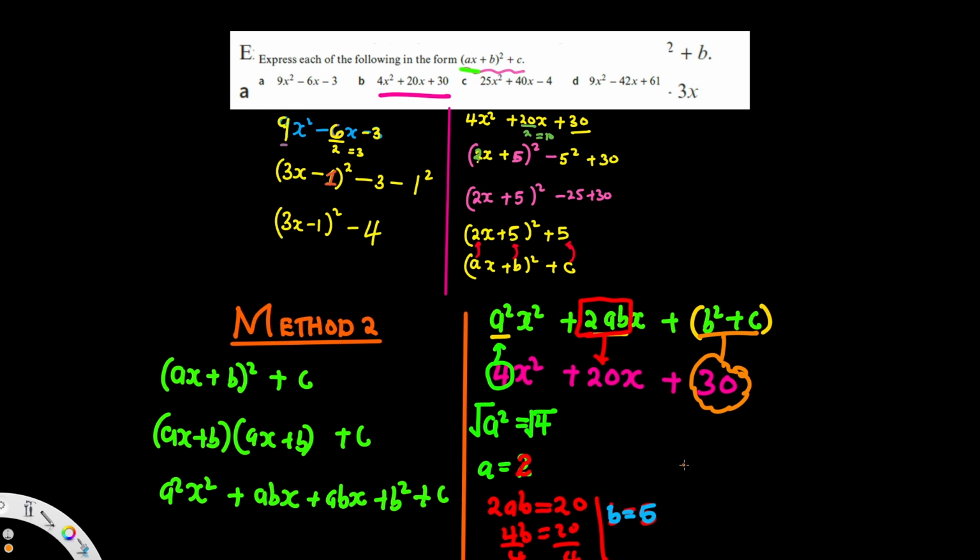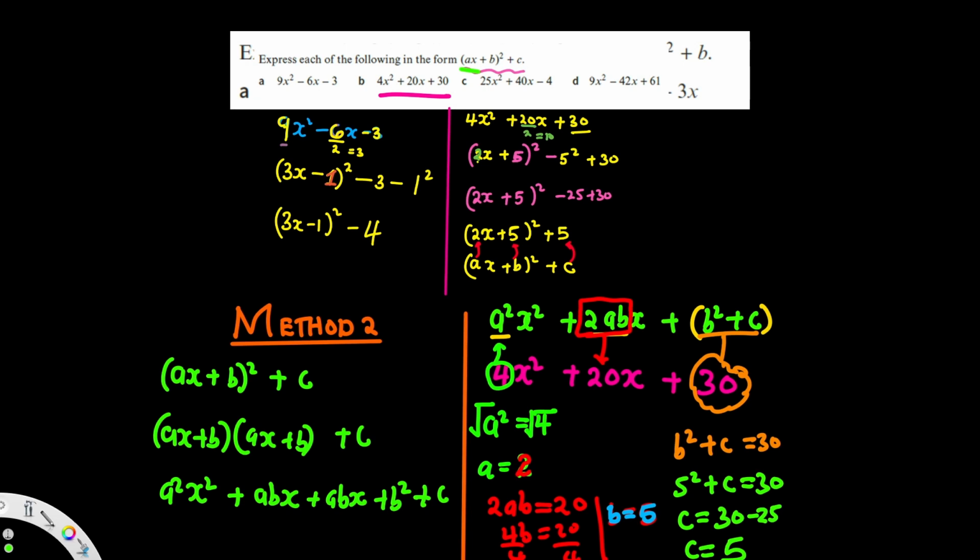Very interesting, huh? So we're going to say 5 squared, because it's b squared plus c equals 30. So b squared is 5 squared plus c equals 30, and this is 25 minus 30, so c is going to be 30 minus 25, so c equals 5. You can see now the answers we are getting are similar.